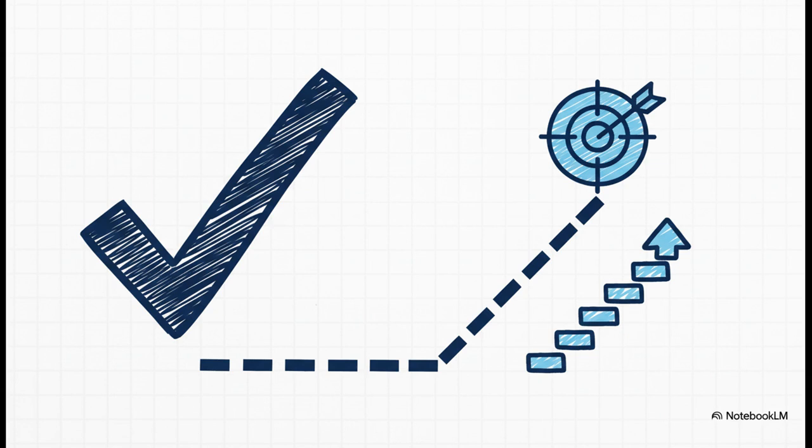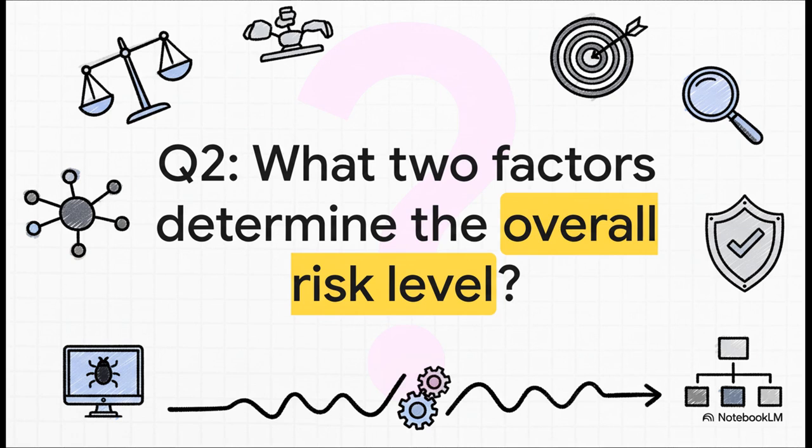See, while other things might happen because of the plan, its main job, its core purpose, is to define the what, that's the objectives, and the how, that's the approach. It's the strategic doc that guides everything. All right, question number 2.